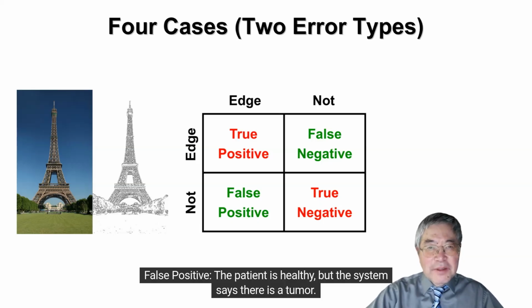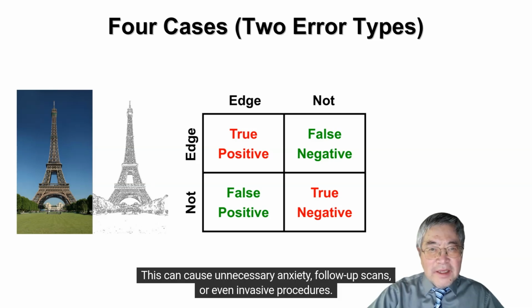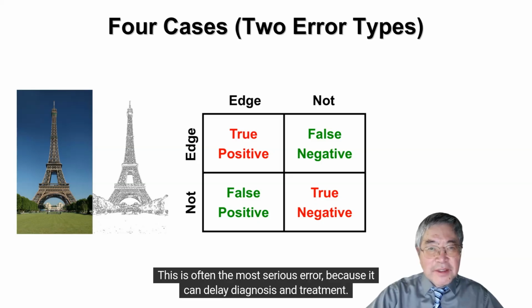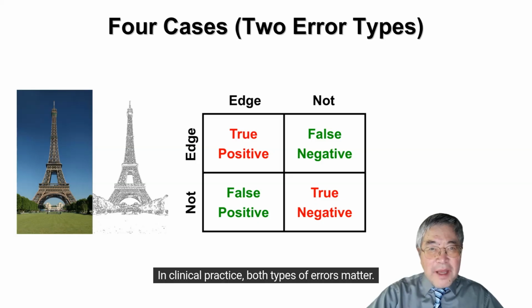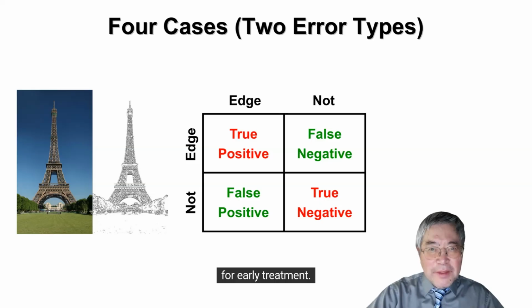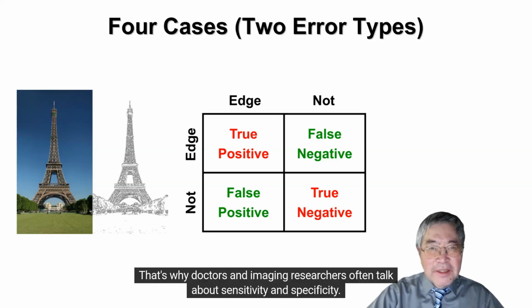False positive, the patient is healthy but the system says there is a tumor. This can cause unnecessary anxiety, follow-up scans, or even invasive procedures. False negative, the patient does have a tumor but the system or doctor misses it. This is often the most serious error because it can delay diagnosis and treatment. In clinical practice, both types of errors matter. False positives burden patients emotionally and financially, while false negatives can cost lives by missing opportunities for early treatment. That's why doctors and imaging researchers often talk about sensitivity and specificity.